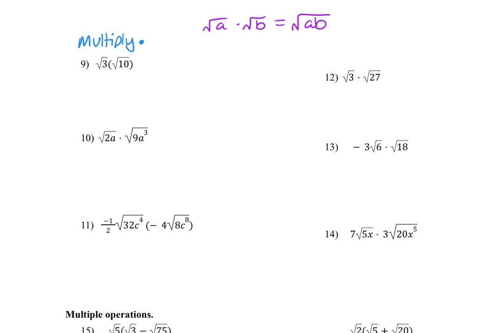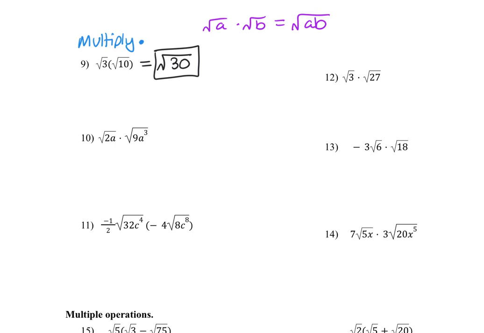We've done this. So this is kind of just review. We've done this before in lesson 9.1 day 1 as well as 9.1 day 2. So you can always look back if you need some extra help there as well. Square root of 3 times square root of 10 gives us square root of 30. I check my perfect squares. None of them can divide it, so it's simplified.